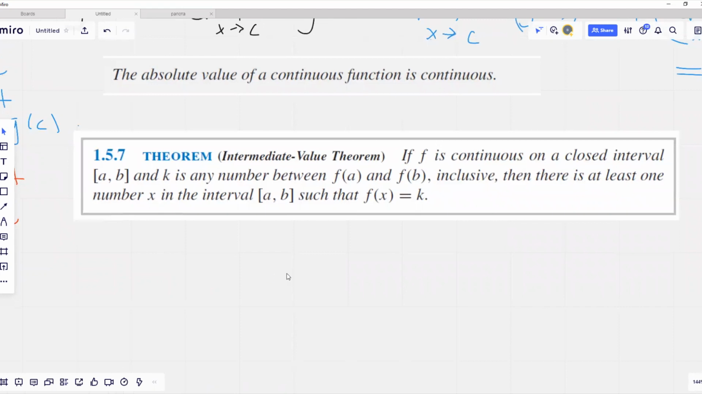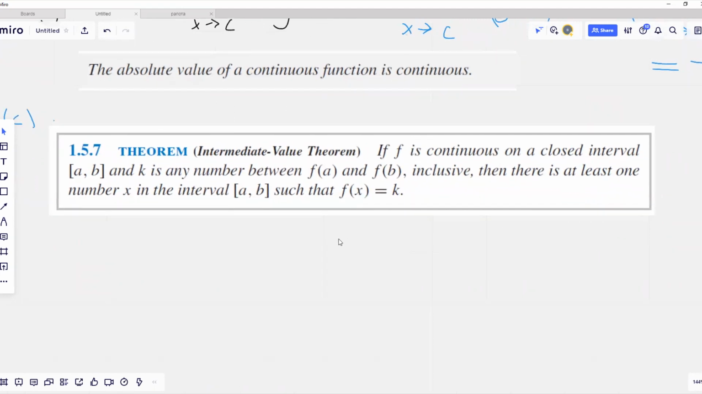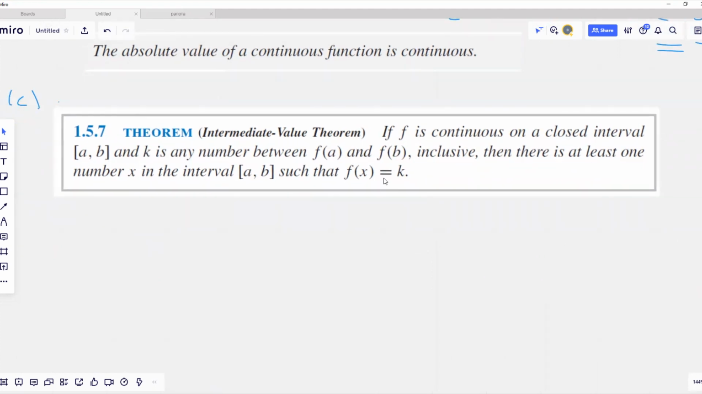All right, finally, we'll end on the intermediate value theorem. If function f is continuous on the closed interval from a to b, and k is any number between f of a and f of b inclusively, then there is at least one number x in the interval from a to b such that the value of function f of x is equal to k.